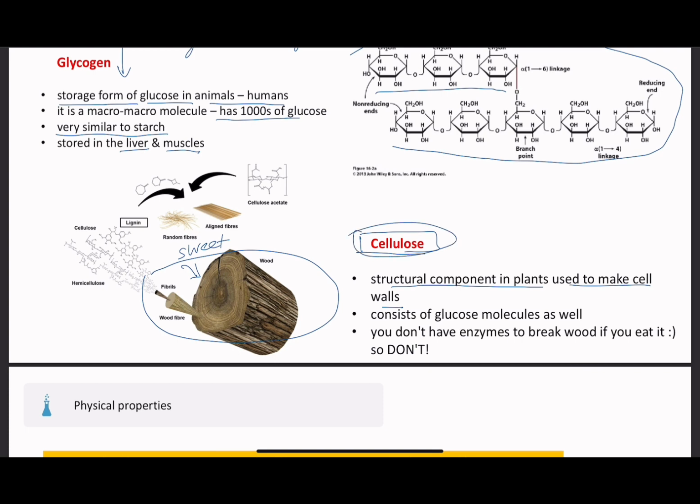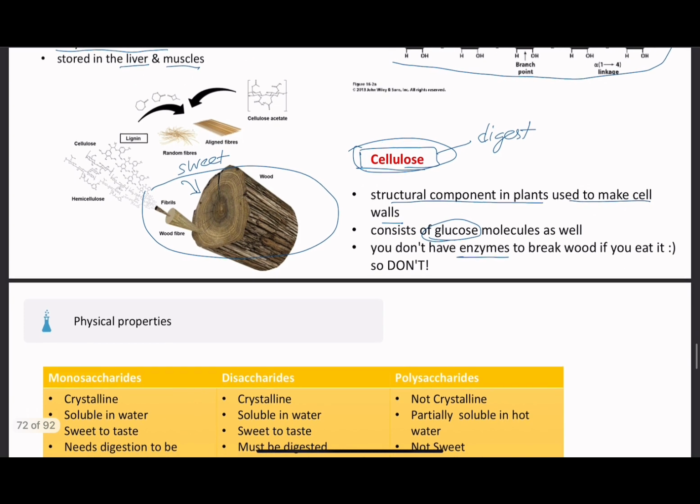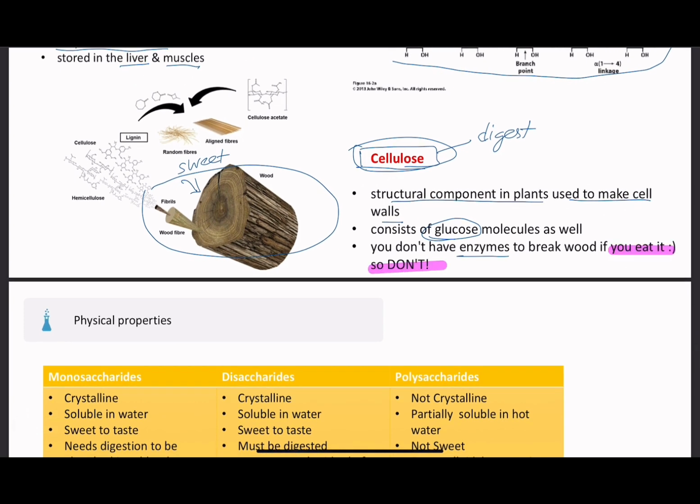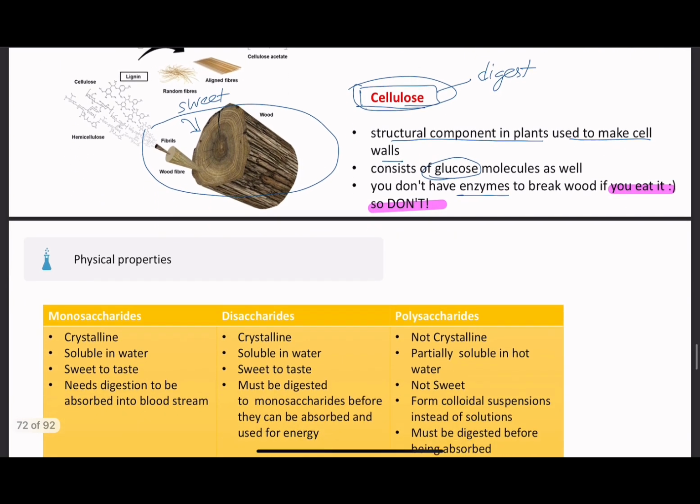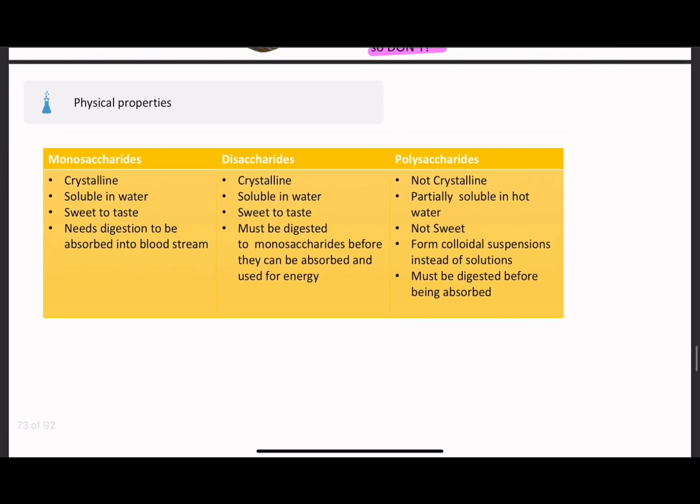Cellulose has glucose molecules inside, which taste sweet, right? But it's super hard for us to digest, it's actually impossible for us to digest the cellulose, because we don't have the enzyme to break the wood. Okay, so as a joke, don't eat the wood, you can, but we won't be able to digest it.